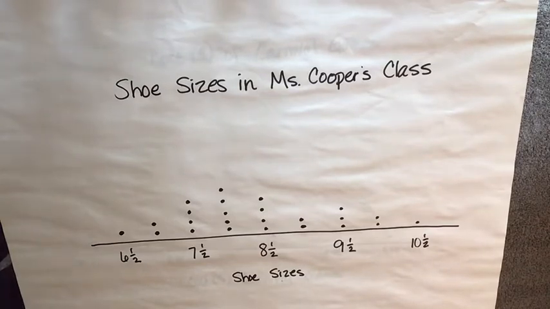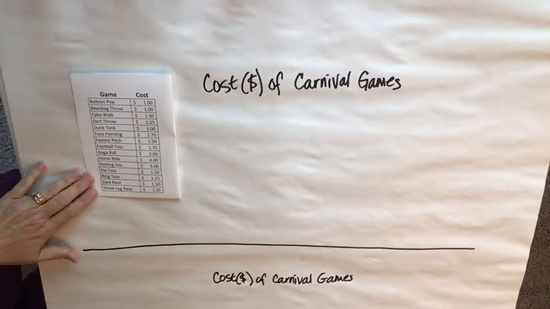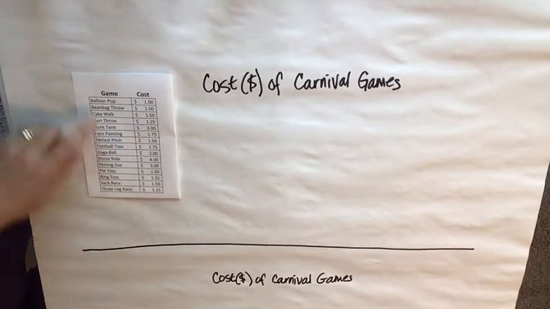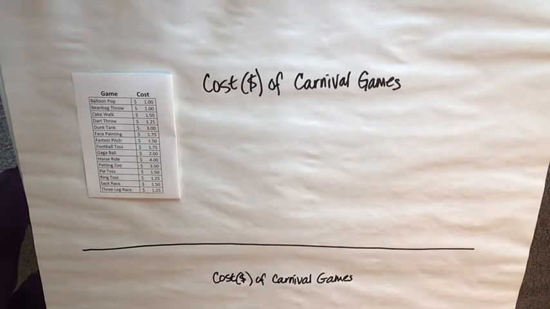And now we're going to create one together that uses decimals. So here's our framework for our dot plot, and we're going to be using some data about the cost of carnival games. I have our data here, and you can see the prices are listed here for each of these activities. And I have our line, but I've got nothing else on it yet.